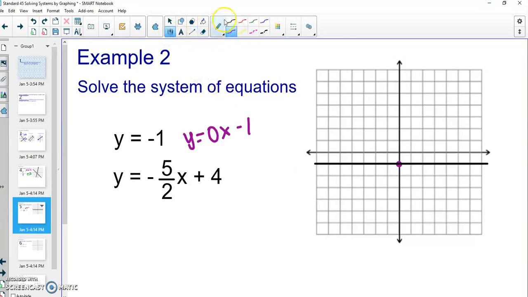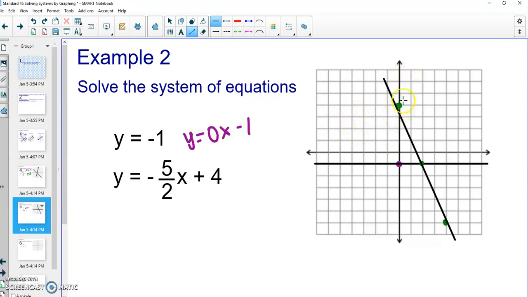Then my second equation, y equals negative 5 over 2x plus 4. My y-intercept's a positive 4, so I'm going to go up to 4 on my y-axis. And if I have a slope of negative 5 over 2, I'm going to go down 5, 1, 2, 3, 4, 5, over to the right 2. I want to continue this down 1, 2, 3, 4, 5, over to the right 2. Then I'm going to draw my line through my points.